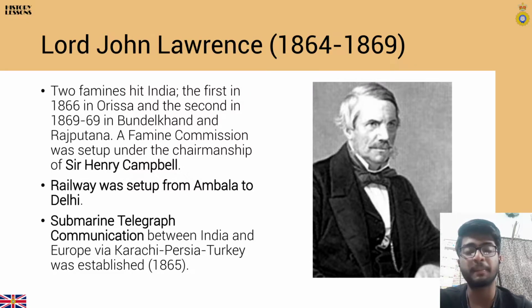Railway was set up from Ambala to Delhi. Submarine telegraphic communication between India and Europe via Karachi, Persia and Turkey was established in 1865 during the reign of Sir John Lawrence.